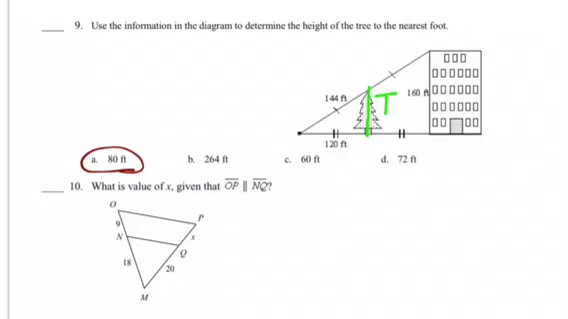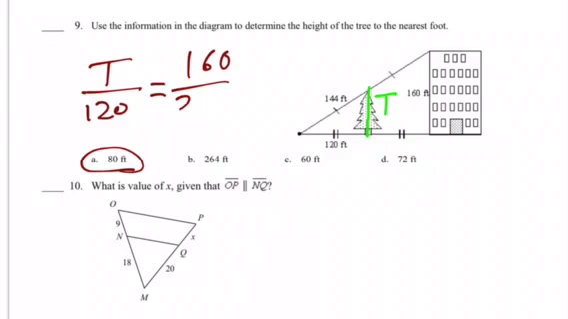You can set up a proportion. A couple different ways you could do that. You could do T over 120 equals 160 over 240. Multiply both sides by the 120 and you'll get T to equal 80. So a couple different ways you can do that one.